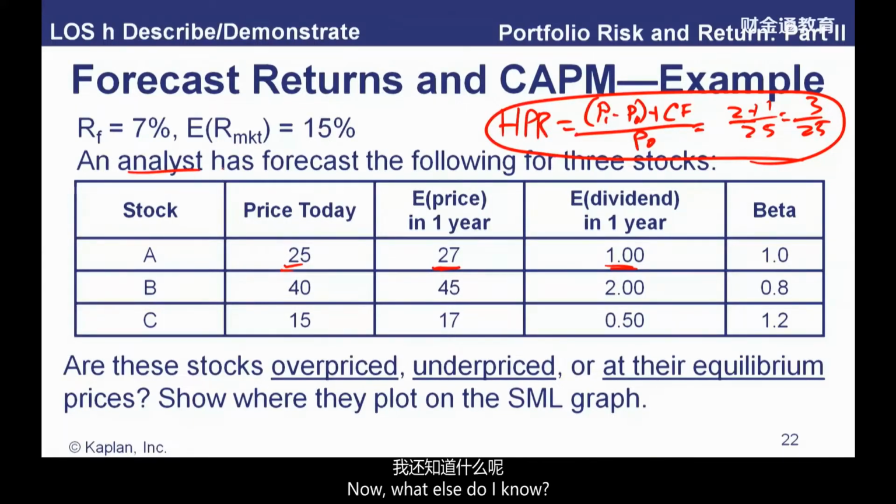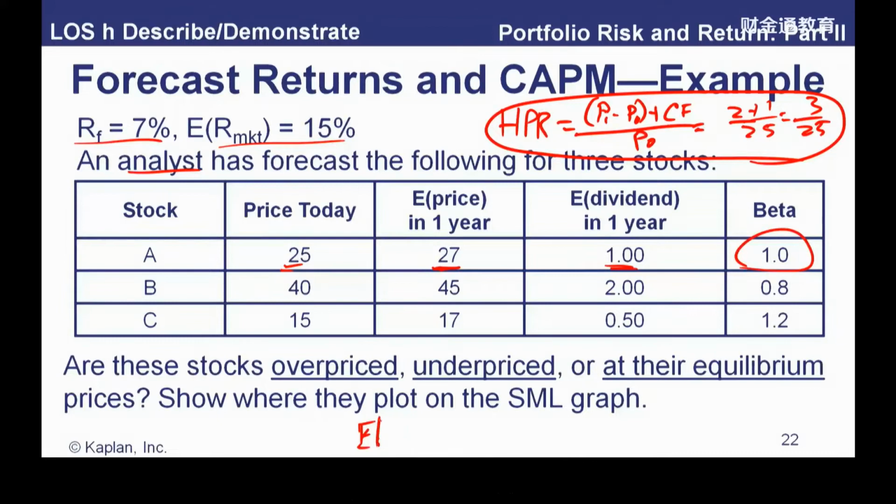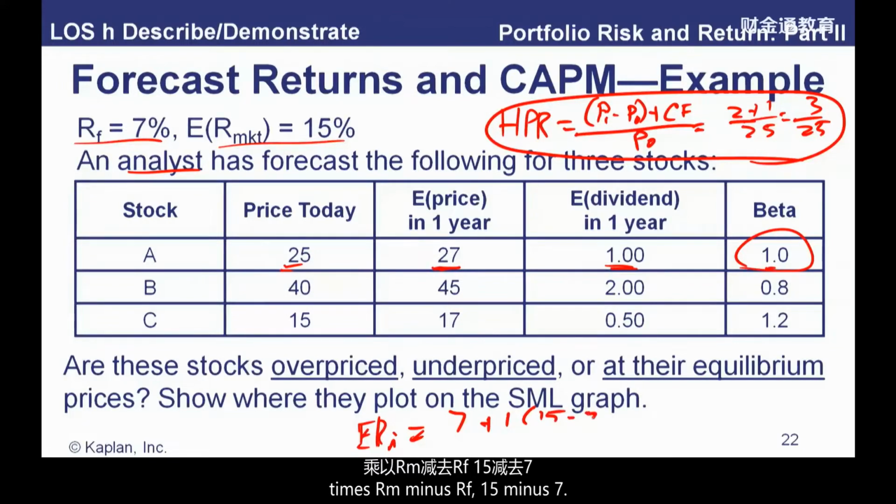All right? Now, what else do I know? Well, I know that this stock has a beta of 1. And up here I'm told that the risk-free rate is 7% and the return on the market is 15%. So I could take my capital asset pricing model and say the expected return, given the amount of risk, or given the markets are in equilibrium, is going to be my risk-free rate of 7 plus my beta of 1 times RM minus RF, 15 minus 7.